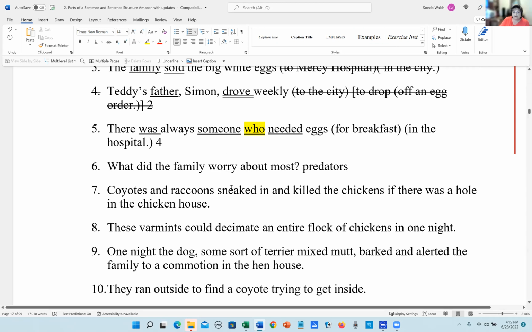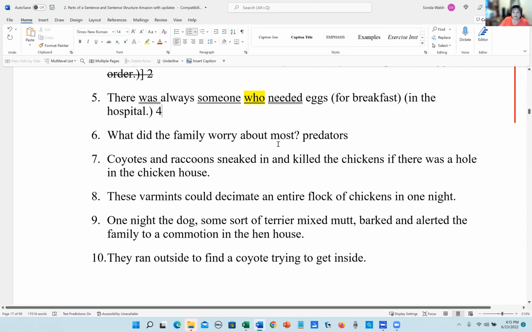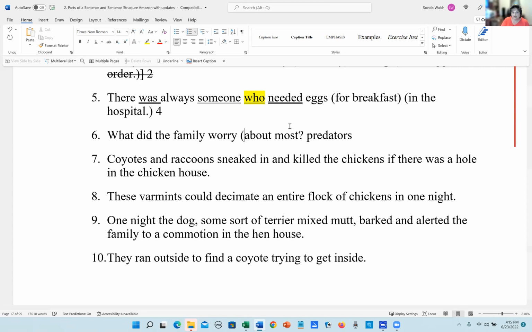Okay. Now the next one, look here, it is a question. So we need to be careful. So we're going to look first of all for our prepositional phrases. And about most is a prepositional phrase.